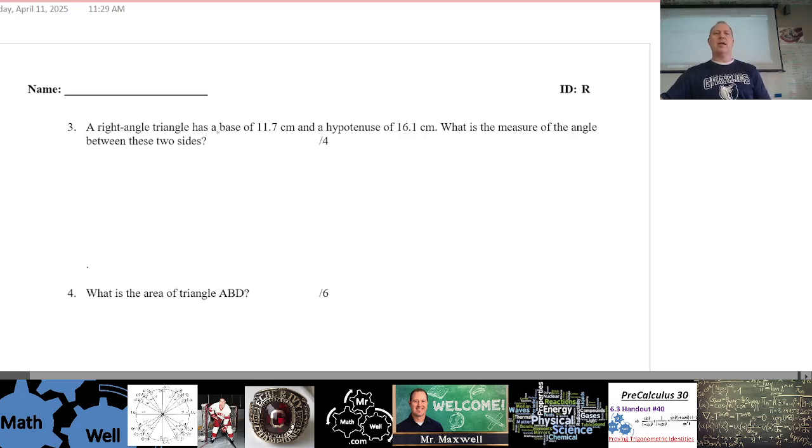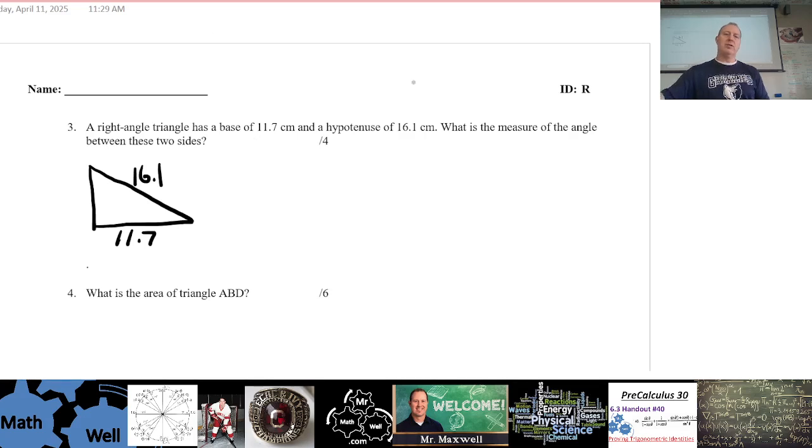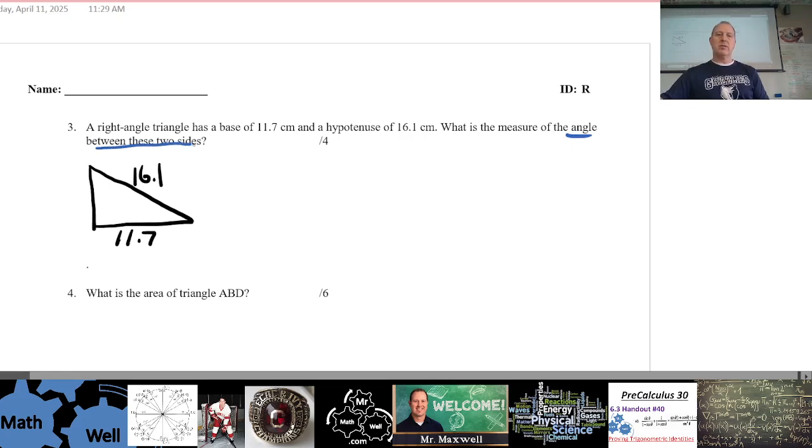Okay, so a right-angled triangle has a base of 11.7. So I'm just going to randomly draw a right-angled triangle and make 11.7 here. And a hypotenuse of 16.1. 16.1 there. What's the measure of the angle between these two sides? When it says the angle between these two sides, that's this side and this side, so it's this angle right here. This is a right triangle because it says it's a right-angled triangle.